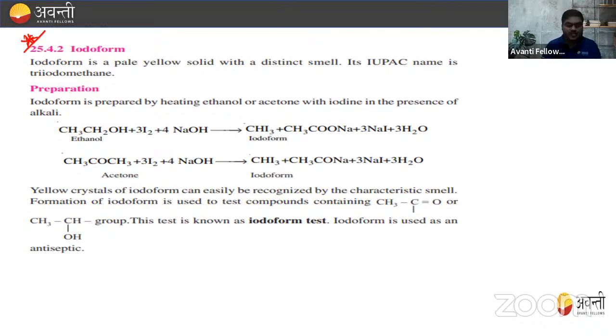How will you prepare this iodoform? The yellow color of iodoform can be easily recognized by its characteristic smell. Formation of iodoform is used to test compounds containing CH3CO group. Right. So these all are the preparations of iodoform.